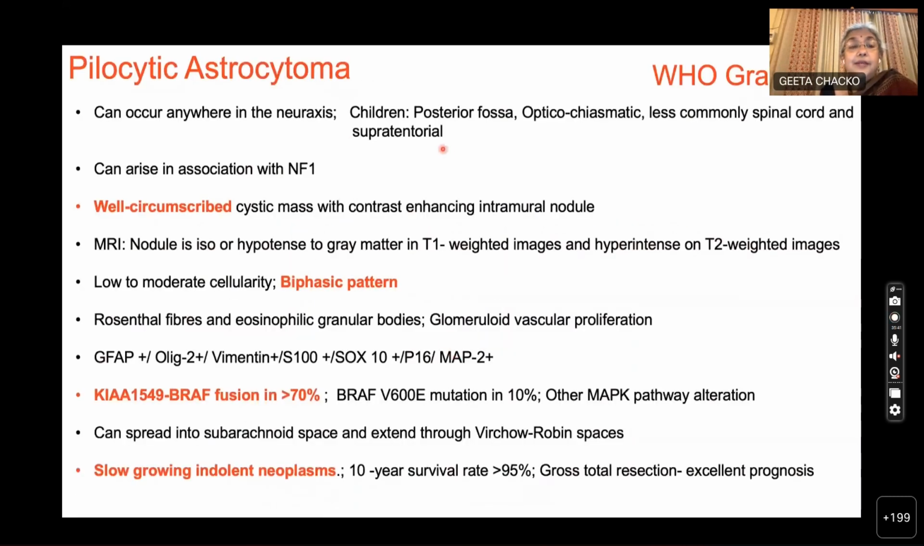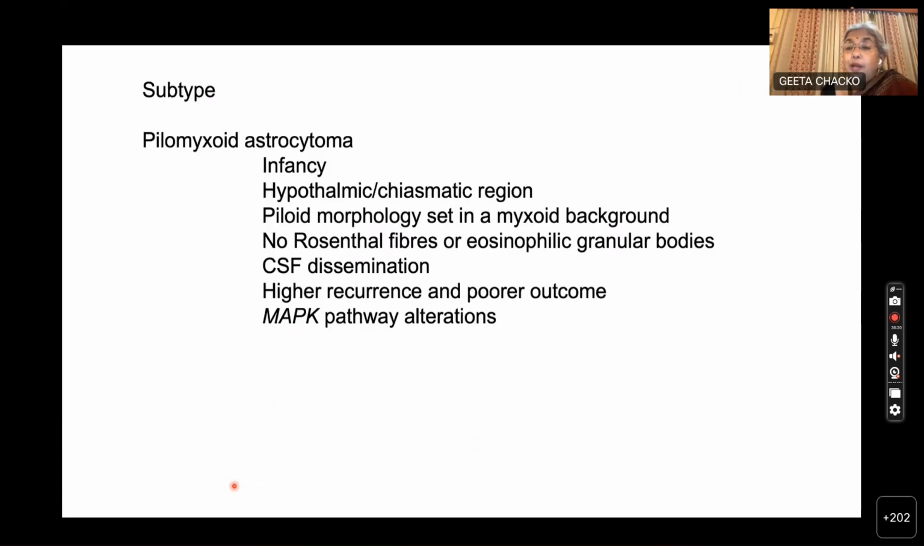So to summarize, these can occur anywhere in the neuraxis, the most common sites being the opticochiasmatic region and cerebellum. They're generally well circumscribed, cystic masses, and they have a biphasic pattern. Typically Rosenthal fibers, eosinophilic granular bodies, glomeruloid vascular proliferation. These are the markers that would be positive in them. When in doubt, one can use some of these. More than 70% of them have this BRAF fusion, and there are other MAP kinase alterations which could be seen, and it's a slow growing tumor. Therefore, it's a CNS grade 1 tumor.